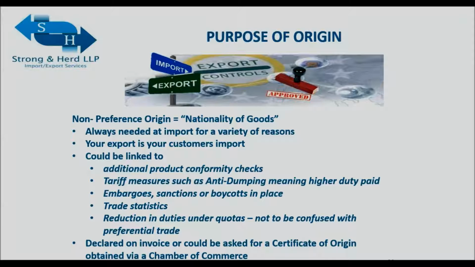Origin is also used for trade statistics, and it can be used to reduce the duty that's charged at import, but don't confuse this with preferential trade. Preferential trade is when we have specific free trade agreements with markets. So it is mandatory that you declare where a product is made on your paperwork. Normally it would appear on your invoice, but sometimes customers or customs authorities will require that to be confirmed, certified on an official document such as a certificate of origin, which you get via a Chamber of Commerce.